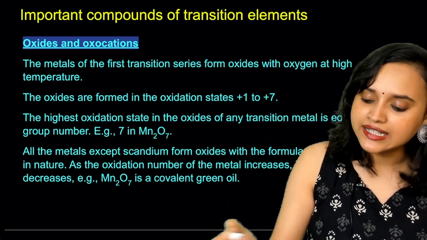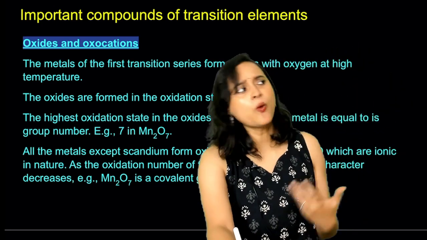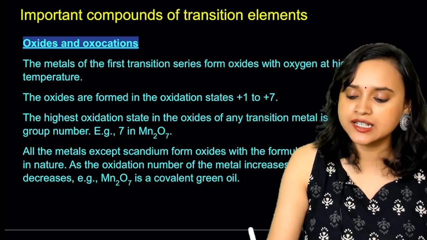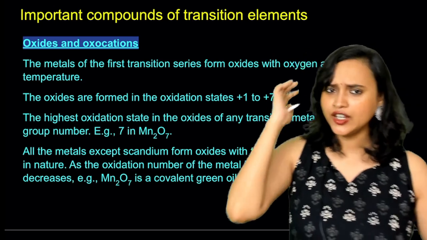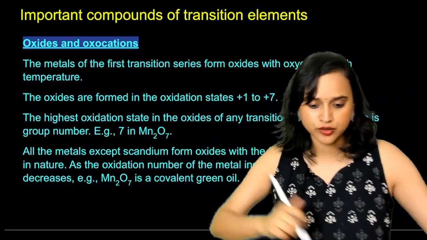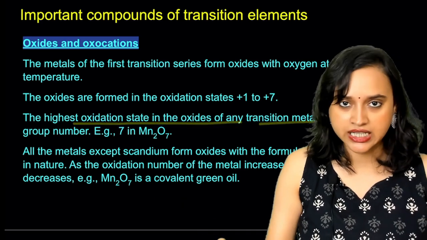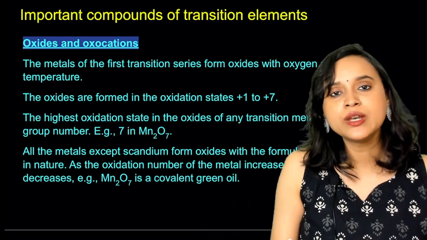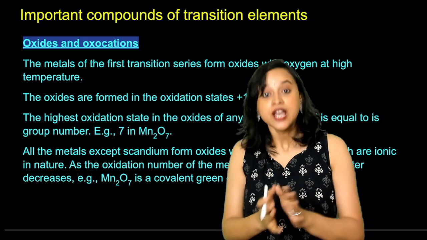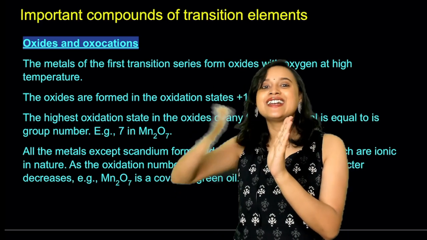Now, the oxidation state that they can acquire, that means after losing electrons, is +1 to +7. You all know that manganese can go up to +7 oxidation state. Is that right? Yes, absolutely. The highest oxidation state in the oxides of any transition metal is always equal to the group number. But only till manganese. After manganese, you don't see that they follow the group number.